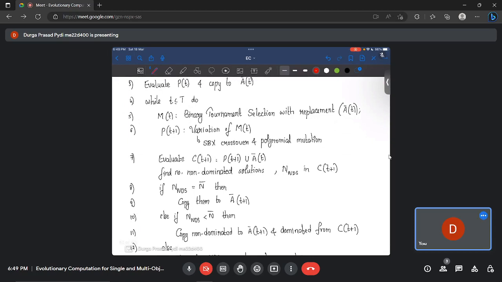The next step is the same as the crossover. The variation is essentially a crossover and mutation operator. So we'll be using the same as RGA, simulated binary crossover and polynomial mutation, to get the PT plus 1, that is your offsprings. These are your offsprings.